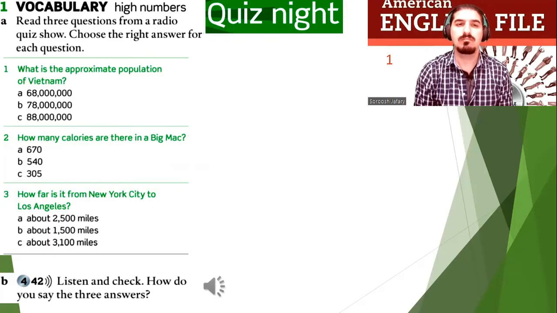Question 1. What is the approximate population of Vietnam? Is it A, 68 million, B, 78 million, or C, 88 million? I think it's C, 88 million. C is the right answer.